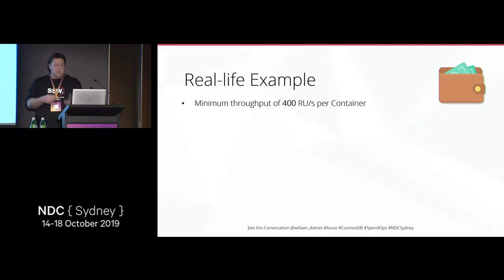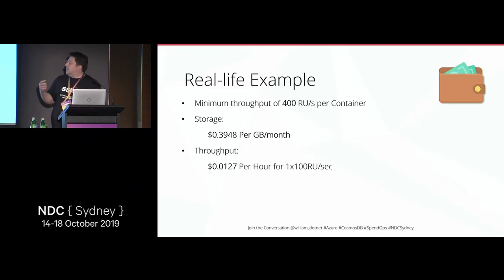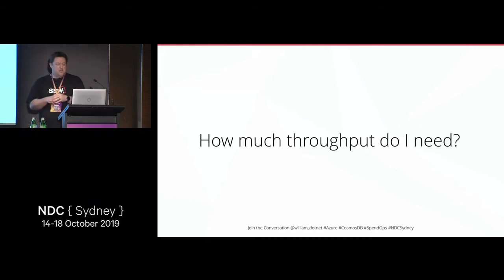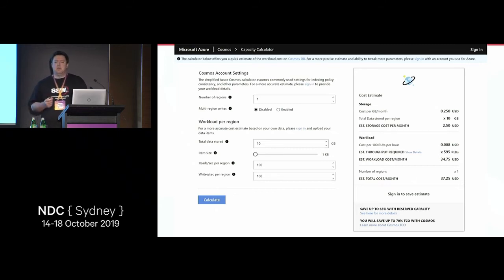Now, if we do a little bit more maths, we go and get the minimum RUs that we're allowed to provision for a container. At current storage costs and throughput costs, we're going to pay about $37 a month. And so that's 400 RUs minimum, but how much do I actually need? So there's a capacity planner website that we can use, and you can tweak a few numbers there to say how much data you want to use, and the number of read and write operations that we'll be doing per region. And it works out.